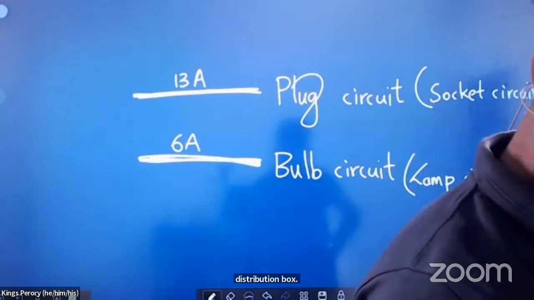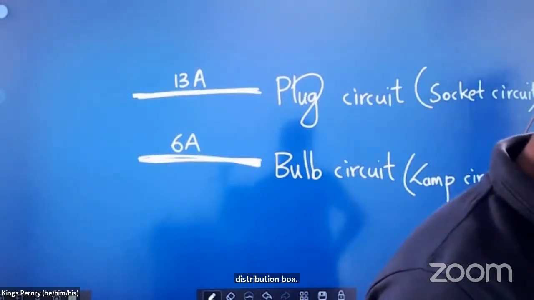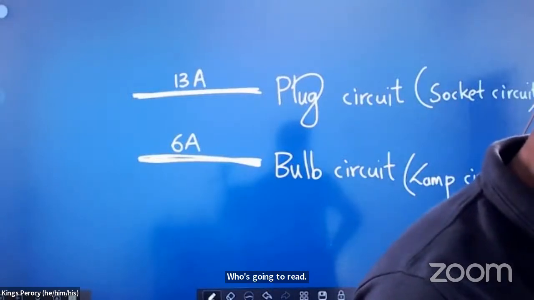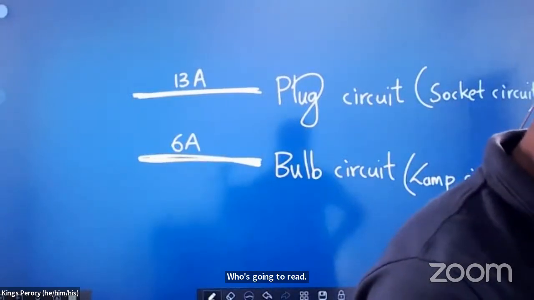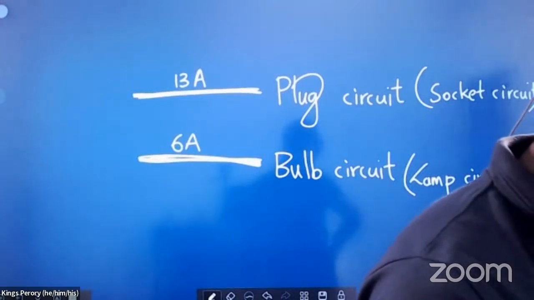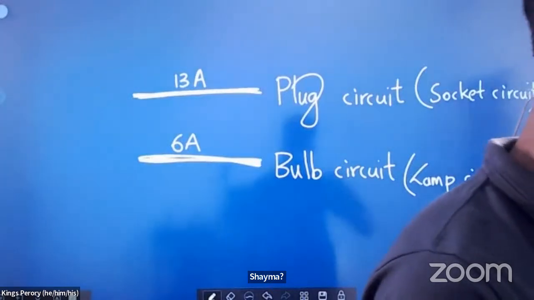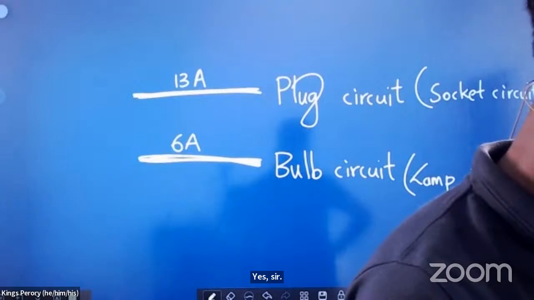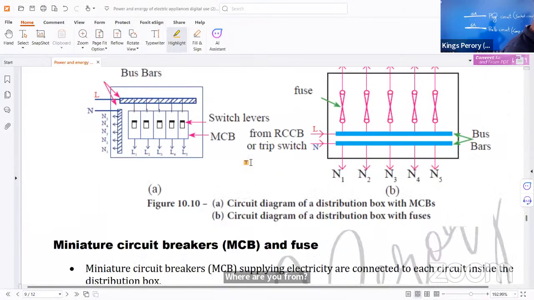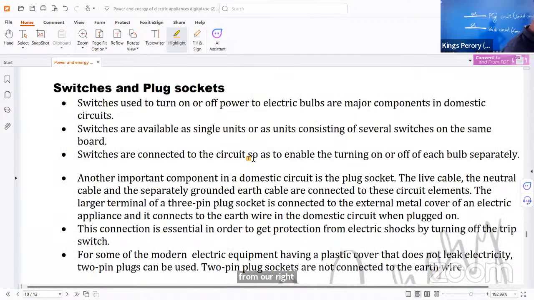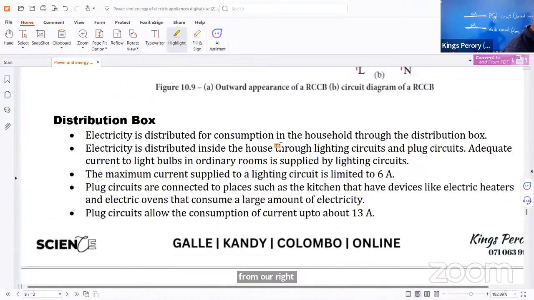Who's going to read? Shaima. Yes, sir. Shaima, am I pronouncing the name correctly? Yeah. Where are you from? Madavala. From Adaval, right. Shaima, can you read the distribution box part?